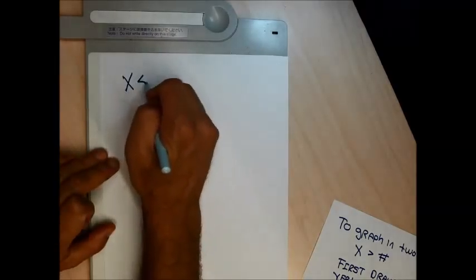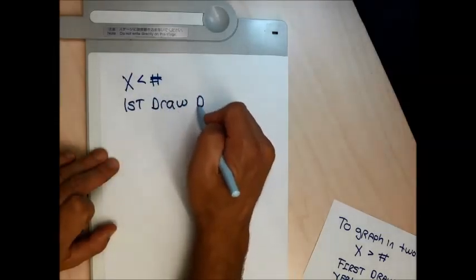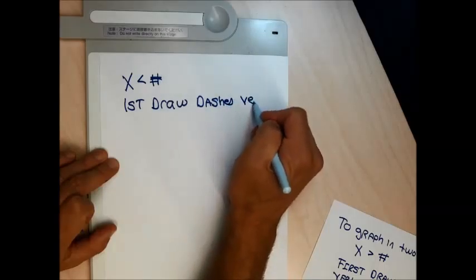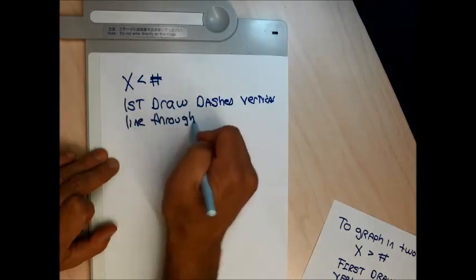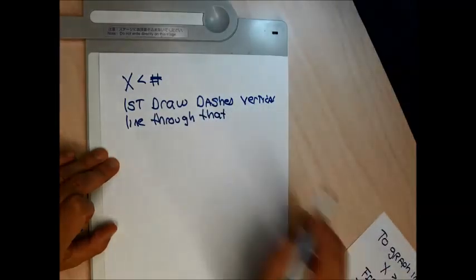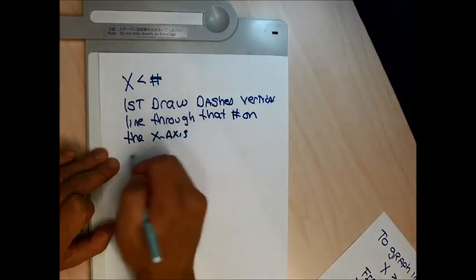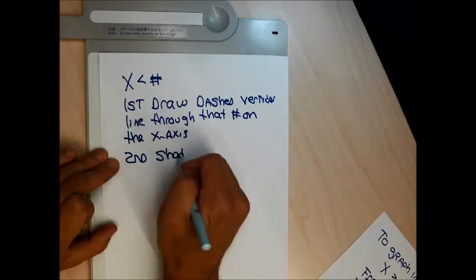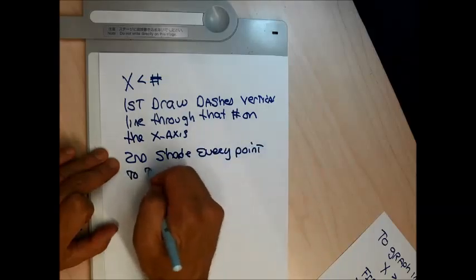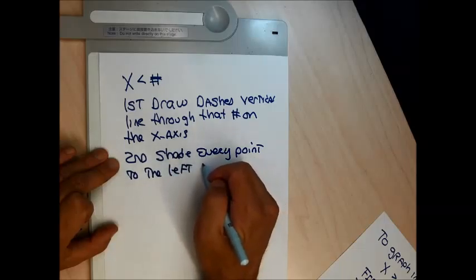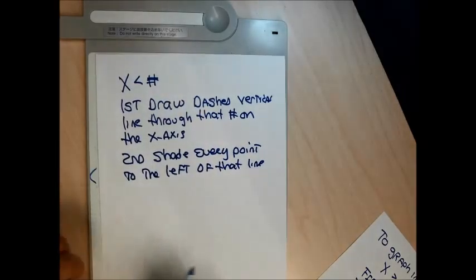So to graph x less than some number, we first draw a dashed vertical line through that number on the x-axis, and then second, we're going to shade every point to the left of that line, because on the x-axis, less than means smaller, and numbers get smaller as you go to the left.